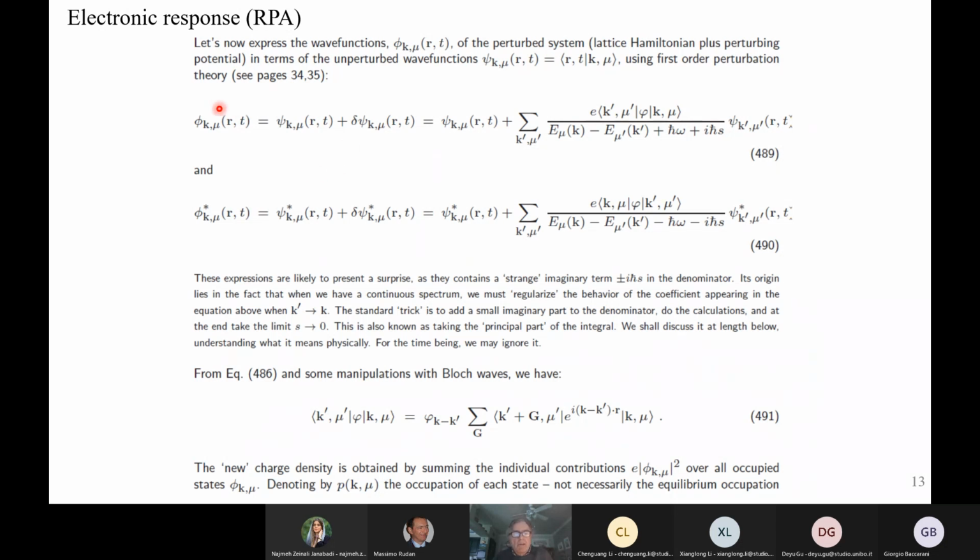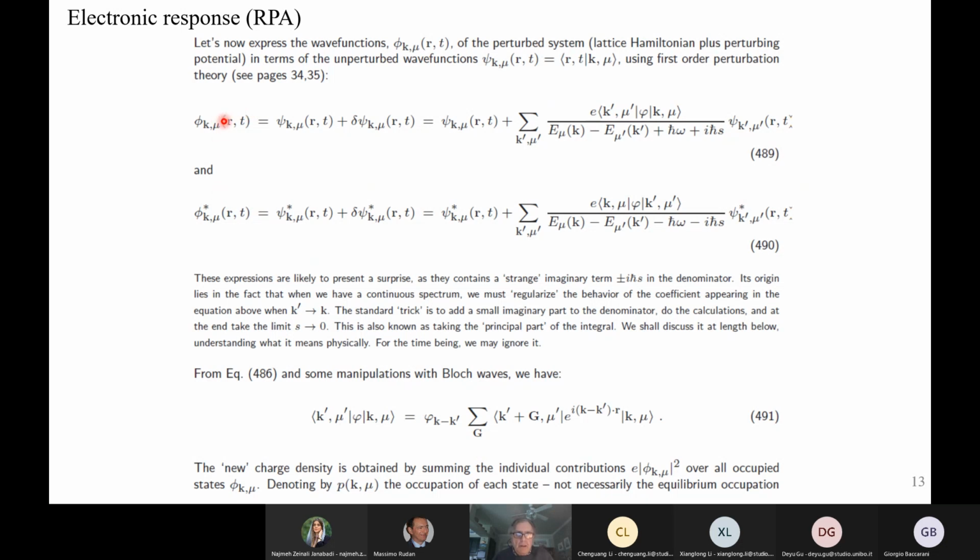So I use my Bloch functions, and then I look at the change of the Bloch function which is caused by the external potential, and this is given by just the conventional first-order perturbation theory, time dependent. So there is an omega here, and we'll talk about this little factor. So this is the new wave function. New means perturbed. Here I have the matrix element of the external potential, or total potential if you do a self-consistent calculation. This is its complex conjugate.